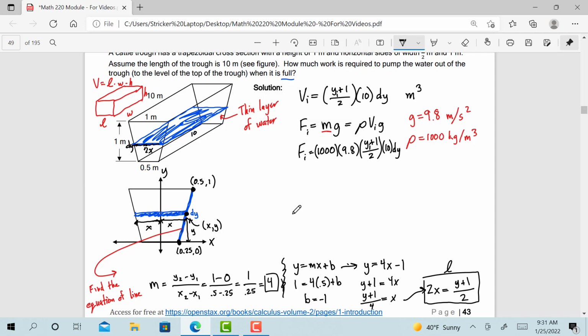So the last thing we need to worry about is, in order to find the work to pump up that layer of water, remember, work is force times distance, right? So we know the force, and we can do the math on that. So if you take, you multiply all this out.